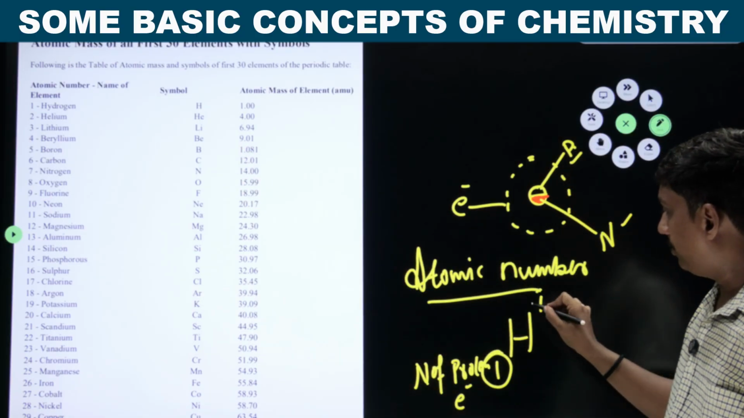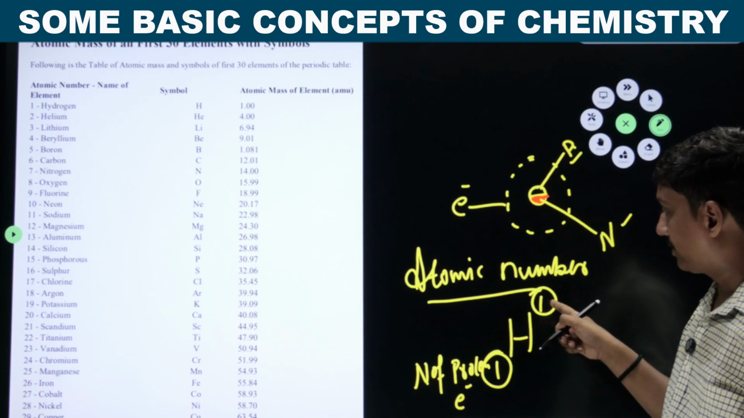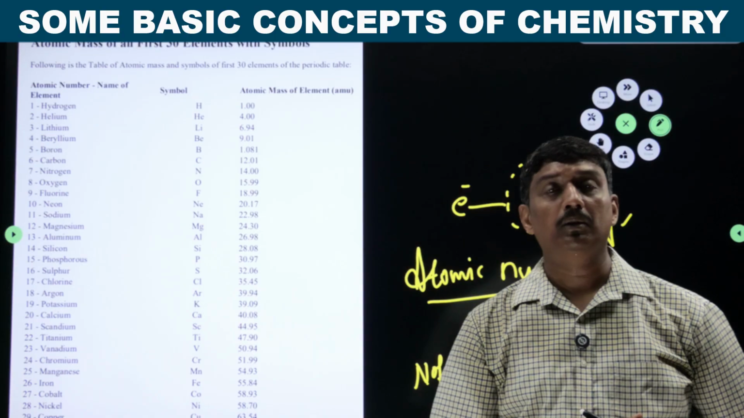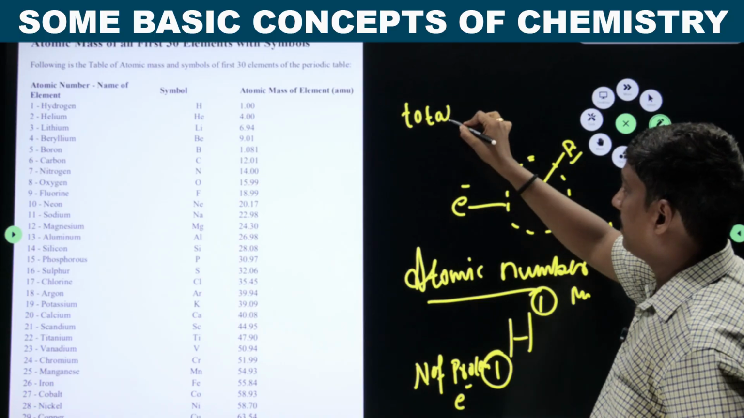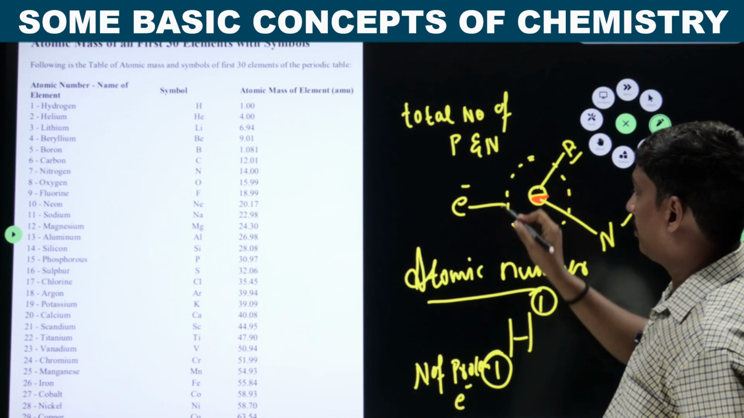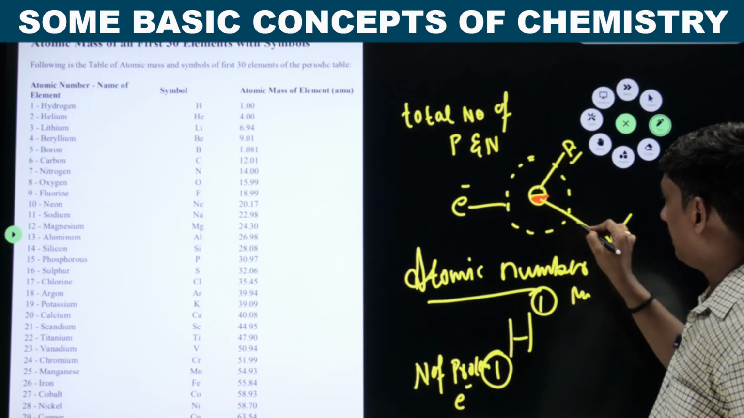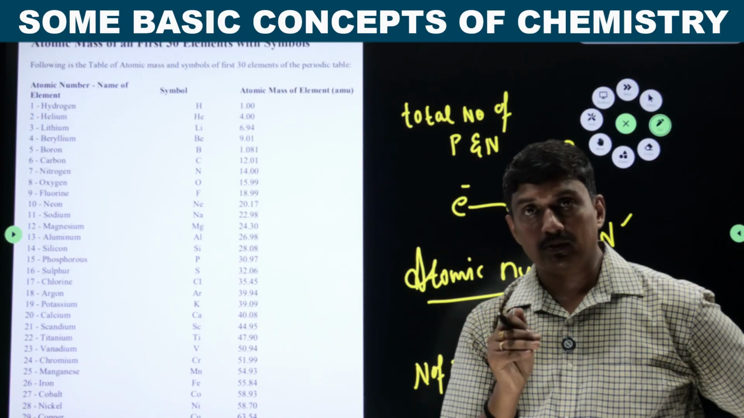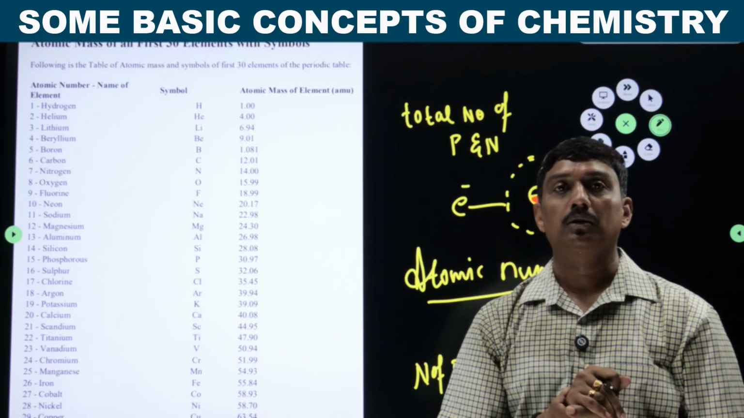Then the 1. What is this? As I said, this superscript 1 represents mass number. What is the meaning of mass number? Mass number represents the total number of protons and neutrons in the nucleus. This is the nucleus. So, how many protons and neutrons are there? This sum is said to be the mass number.